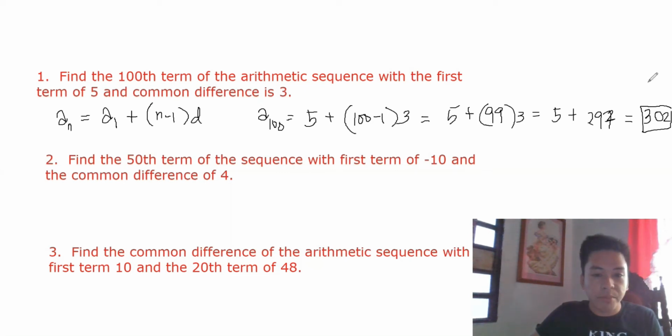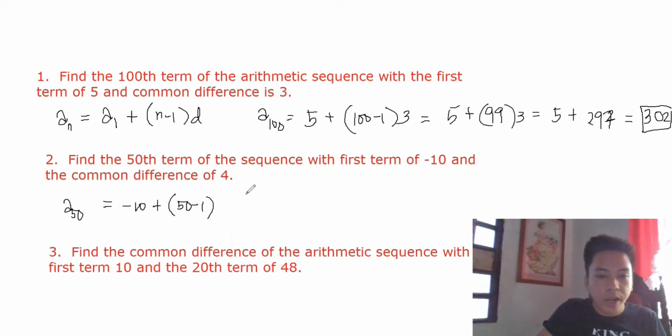Find the 50th term of the sequence with the first term of negative 10 and the common difference of 4. So same formula, you have a sub n. So let's go now to a sub 50. So that's a sub 50 because you're looking for the 50th term. That's multiplied by, I'm sorry, my bad. That's first term is negative 10. So plus, your n here is 50. So that's 50 minus 1 multiplied by 4. The common difference is 4.